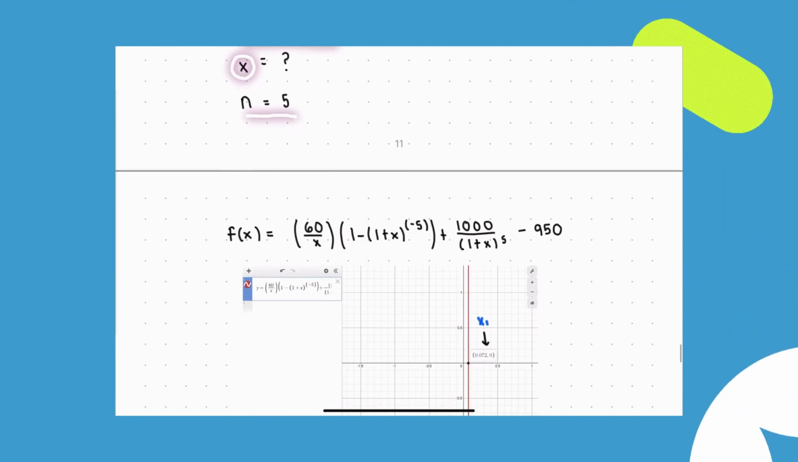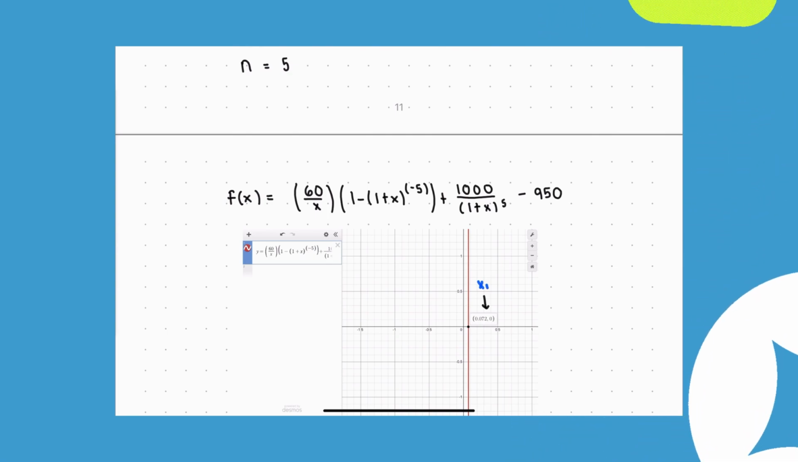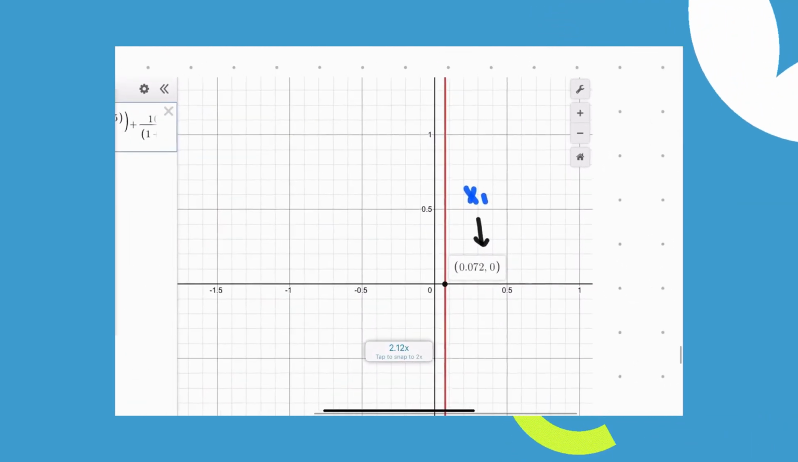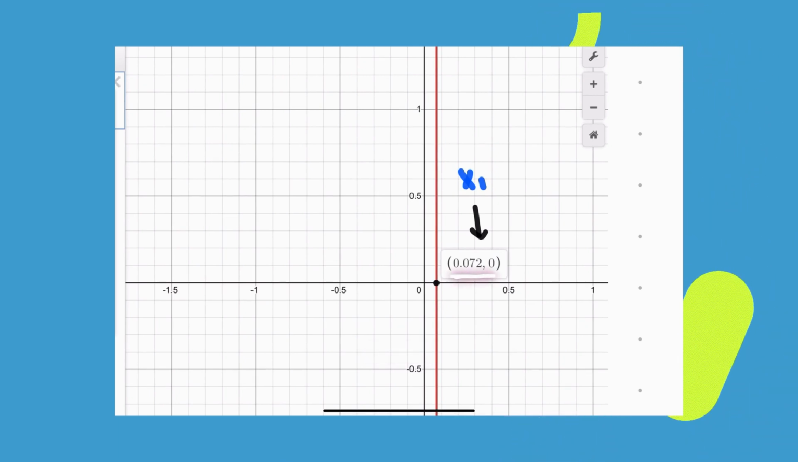We can start by plugging in the given values into the market price equation. F of x equals 60 over x times 1 minus 1 plus x to the negative fifth, plus 1,000 over 1 plus x to the fifth, minus 950. Then, when we graph this, we get an x-intercept of approximately 0.072.